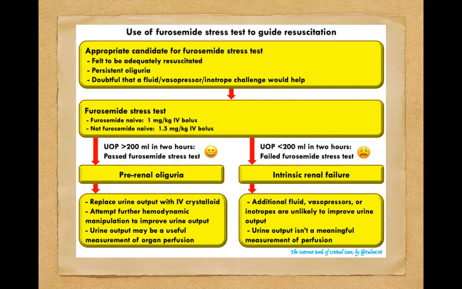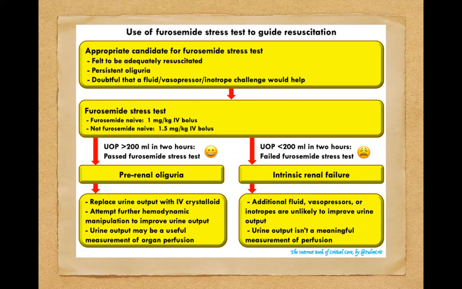So you basically give them 1 milligram per kilogram IV bolus. That's if they are not on Lasix already. And if they are on Lasix, you basically give them a bit of a higher dose of 1.5 milligram per kg IV bolus. Then you monitor their urine output for the next 2 hours. And if they pass more than 200 mils, they pass the furosemide stress test. And what that means is that the cause is actually pre-renal.